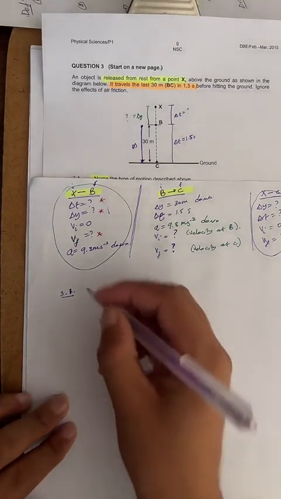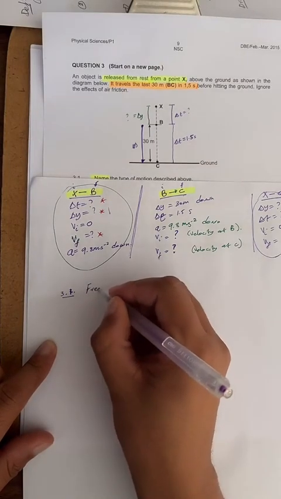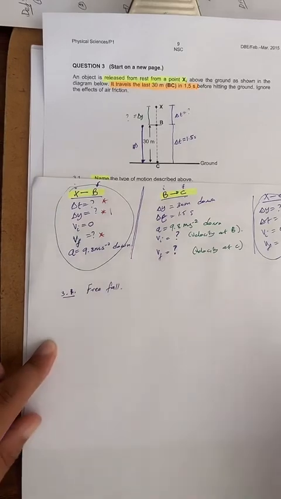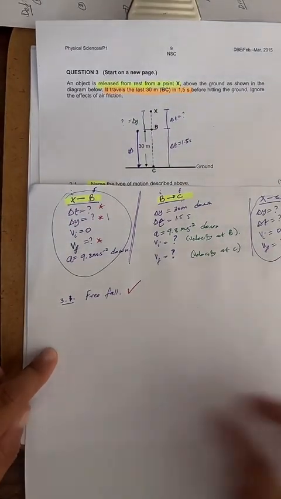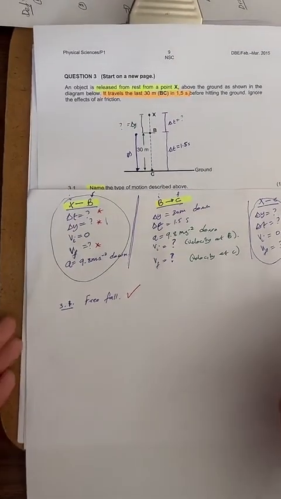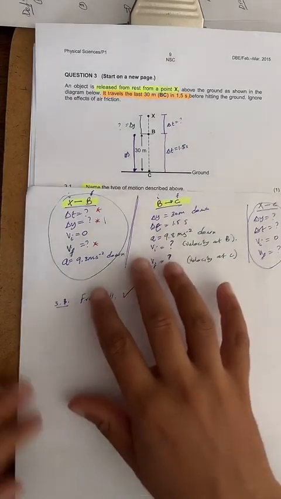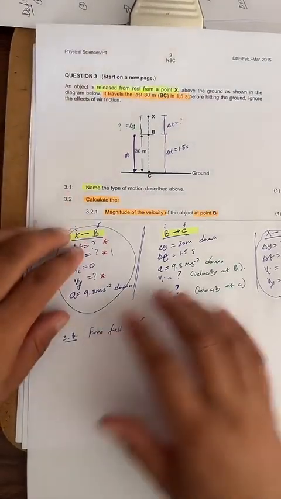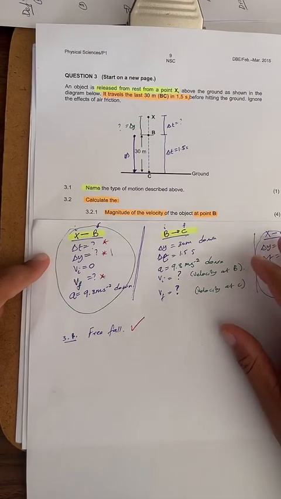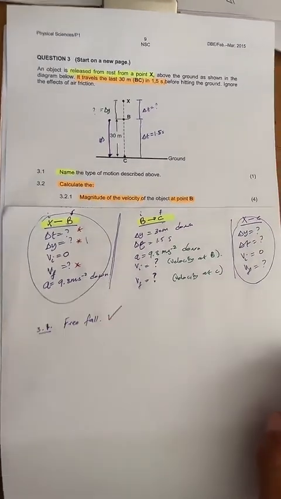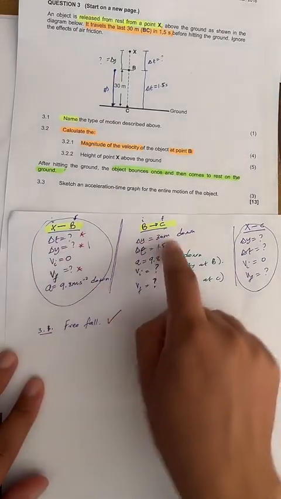Yes, I agree with you, Flames. The motion is free fall. The correct answer is free fall, and you get yourself a mark for writing free fall. Yes, Nomfundo also correct, free fall. So we have it. The motion is free fall. Now the next question says, calculate the magnitude of velocity of the object at point B. So which part are we going to consider? Are we going to use X to B or B to C?